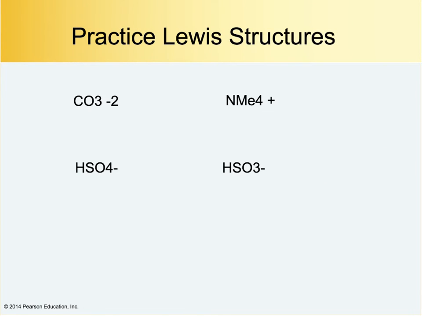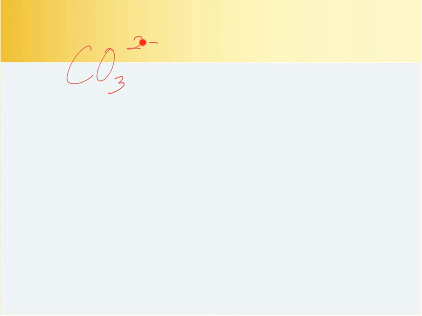Okay, so let's look at 3 different possible Lewis dot structures and go through the process with these. The first one we're going to look at is CO3 2-. So again, thinking about before, what's the least electronegative element? It's carbon versus oxygen. Carbon is less electronegative. Let's put that in the center.